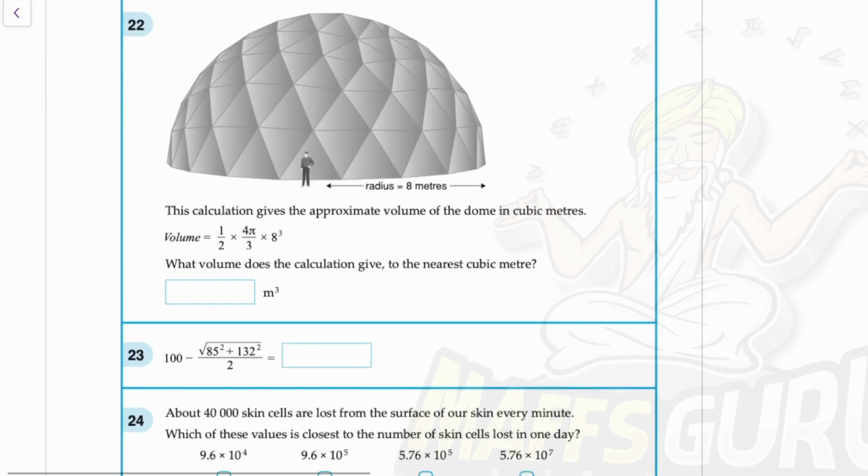Getting more interesting. The calculation gives the approximate volume of the dome in cubic meters. Volume equals 1/2 times 4 pi on 3 times 8 cubed. What volume does the calculation give? Oh, I like this question. You literally just put it in your calculator.